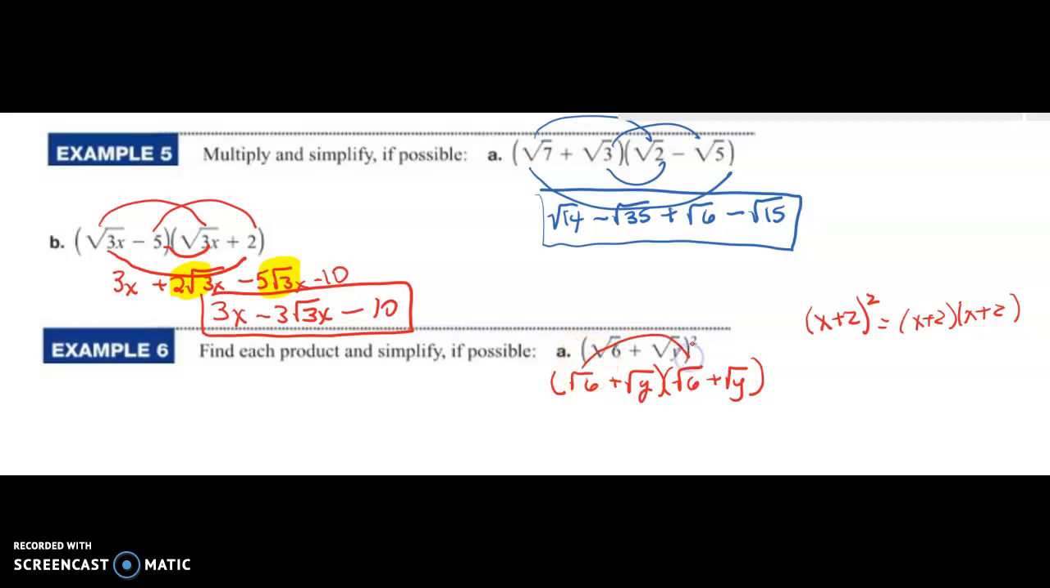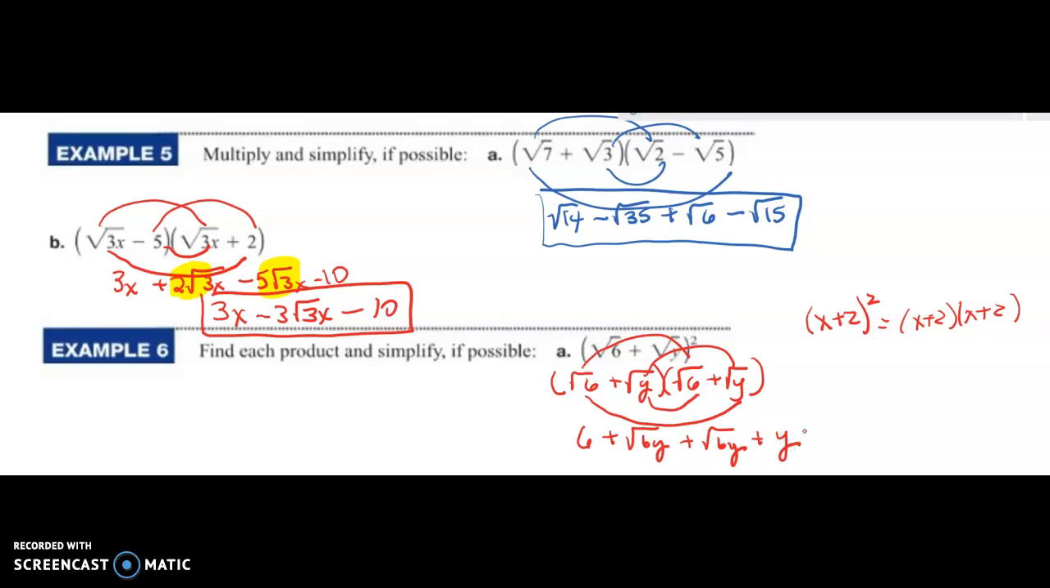So square root of 6 times square root of 6, magic, becomes a plain old 6. Then I do my outers. Square root of 6 times square root of y is plus the square root of 6y. Then I do my inners. Square root of y times square root of 6 is plus square root of 6y. And then I do my last, again magic. Square root of y times square root of y is plain old y.